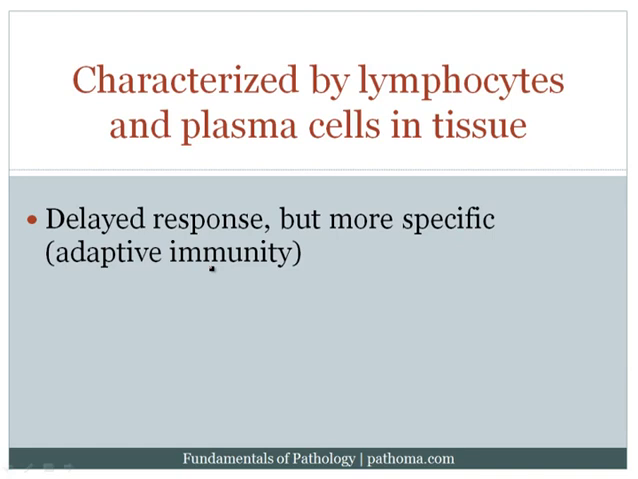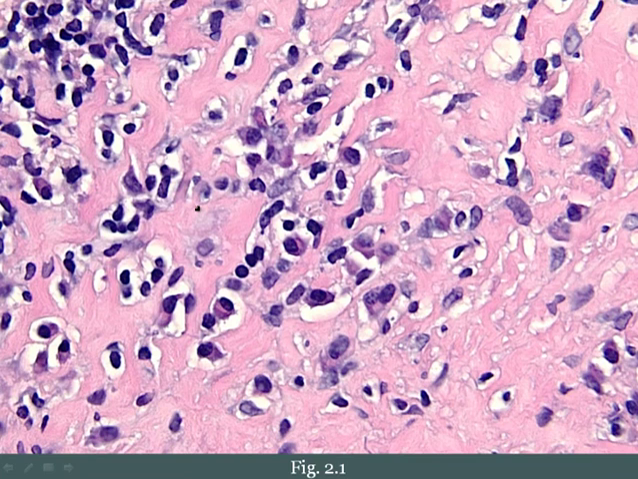Now, it's important to remember that this is a delayed response. It doesn't occur immediately. It takes some time to generate, usually a couple of days, but it's more specific than the innate immune system, more specific than the neutrophils, and it is an example of adaptive immunity. We've already talked about adaptive immunity at the very beginning of this chapter, so I won't dwell on that here.